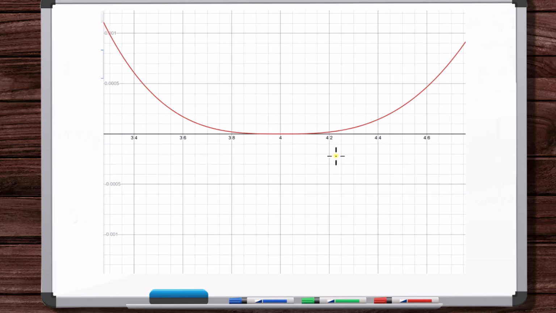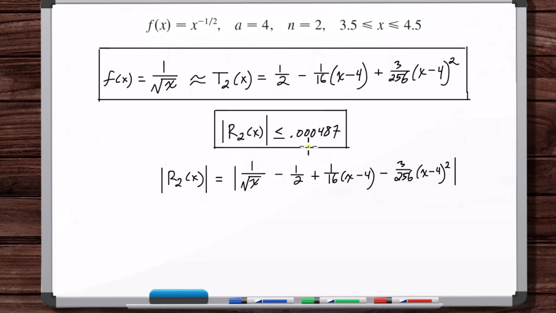Okay, here's the absolute value of R sub 2 of x. We're going from 3.5 to 4.5. It looks like this side's a little bit higher, so this is 0.00025. So maybe 0.0003, 0.0035, something like that. And we got 0.000487, so not bad, pretty close.